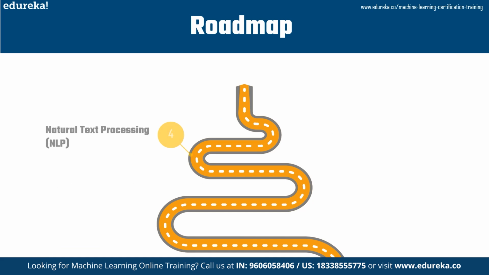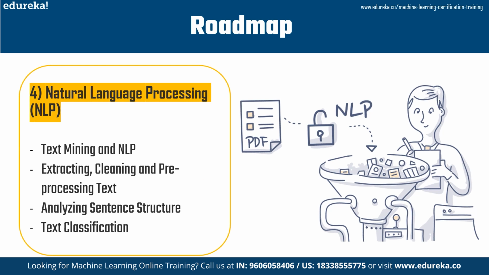Moving on. Step number 4, natural language processing. After you're done with data science and machine learning fundamentals, algorithm techniques, and you build a couple of hands-on projects, so you get a good grasp on the basics of machine learning and you can actually build practical models out of it, the next step is to start learning about natural language processing. Here you should learn about text mining and what natural language processing is. You should learn how to extract, clean, and pre-process text. You should also learn how to analyze sentence structures using various tools and models. And then also learn text classification using different models.